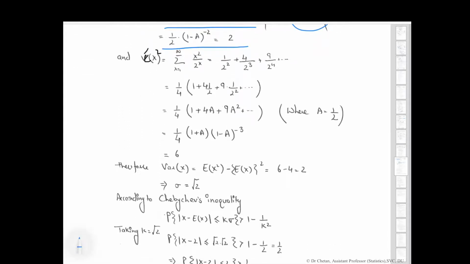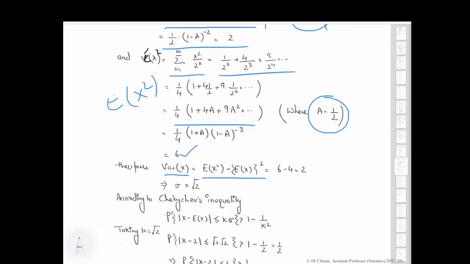Now we will calculate the expected value of x square, which is equal to this quantity. After putting in the values of x, we will get this. After putting a equal to 1 by 2, we will get 6. Therefore, the variance is equal to this quantity. Hence, the standard deviation is the square root of 2.